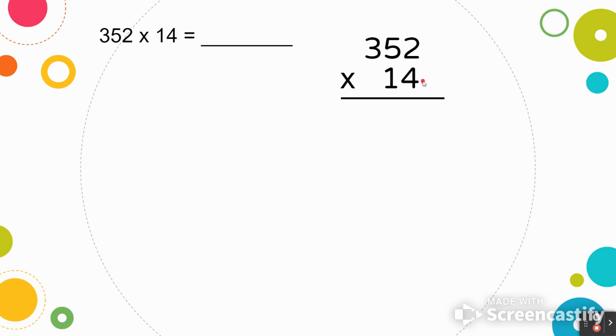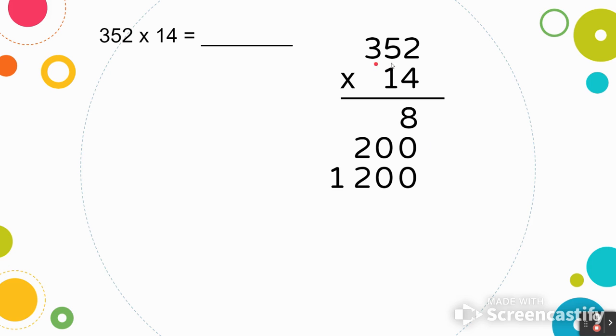We'll be multiplying first by the 2 in the ones place. 4 times 2 is 8, so we'll put an 8 over here in the ones place. Next, we're going to multiply 4 times 50, since the 5 is in the tens place. 4 times 50 is 200. So below the 8, we're going to write 200. Next, we're going to multiply 4 times 300, which is 1,200.